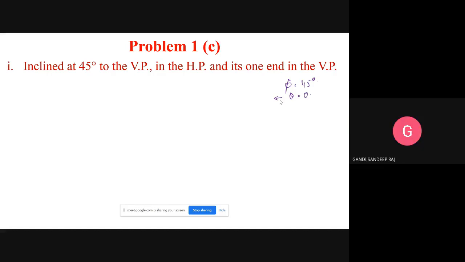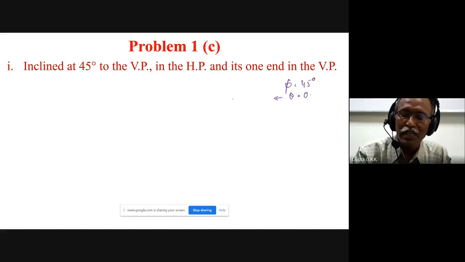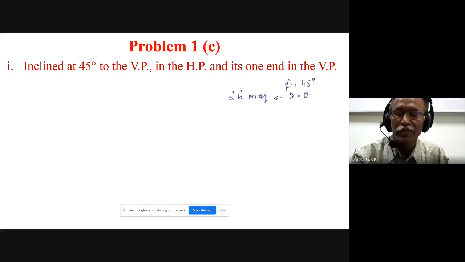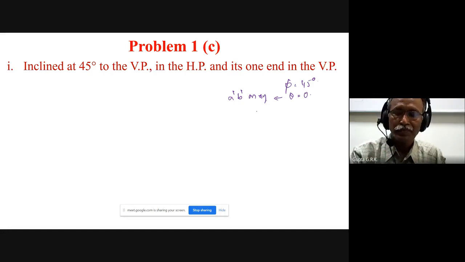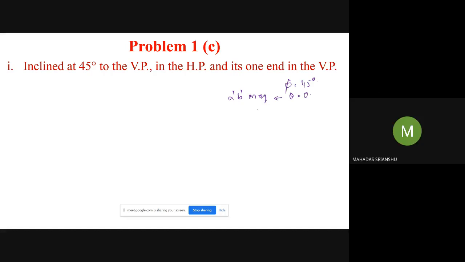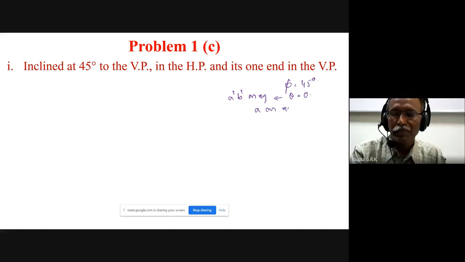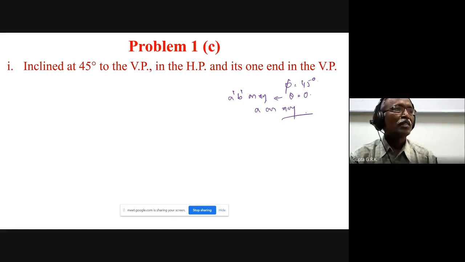Front view is on XY. So that is A dash, B dash on XY. Okay, and one end in the VP means that end, we assume it as A or B. A I will take. A in the VP means A is also on XY. Okay, so these are the things given.